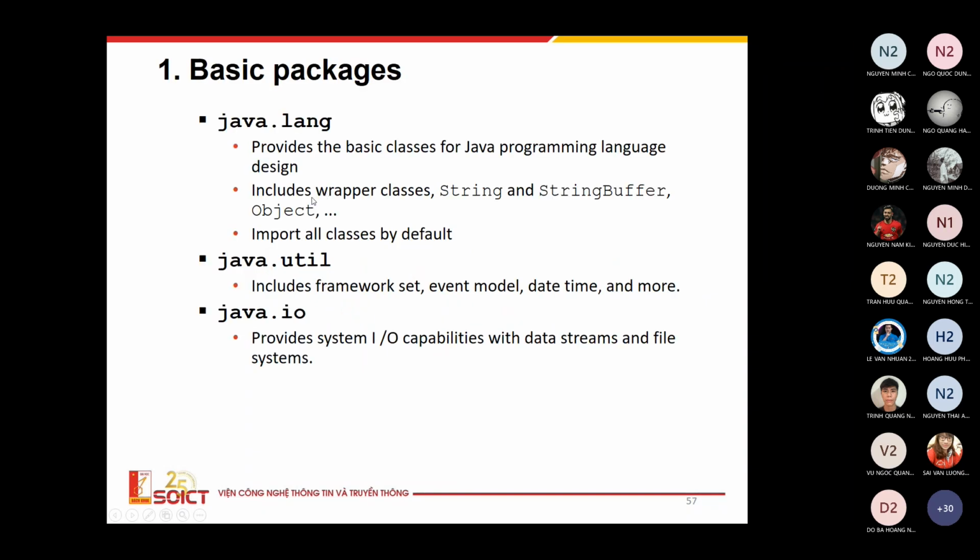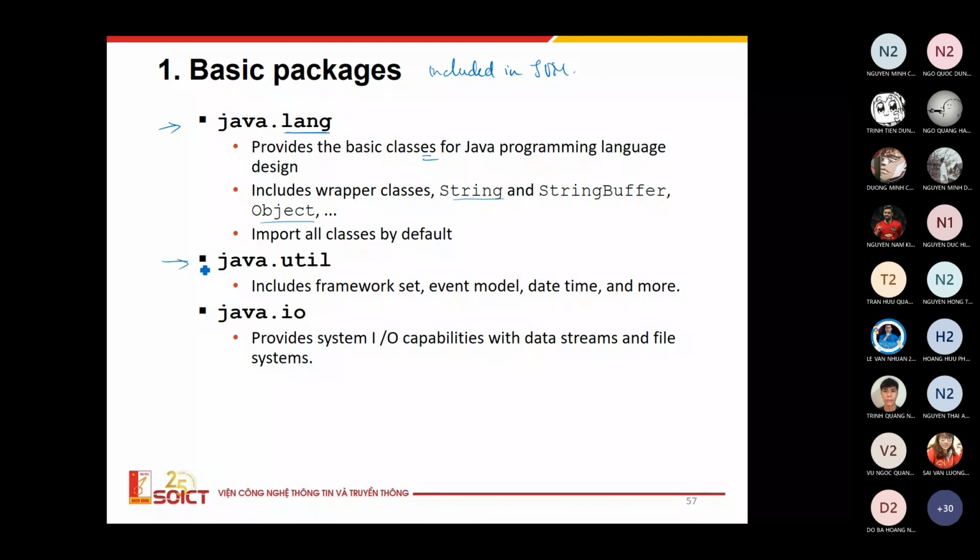So what are the utility classes? They are the basic packages we include in the JVM. For example, you can find some available packages like java.lang, which provides the basic classes for Java programming language design. They include the wrapper classes, the String class, and the Object class, for example, and it imports all the classes by default.